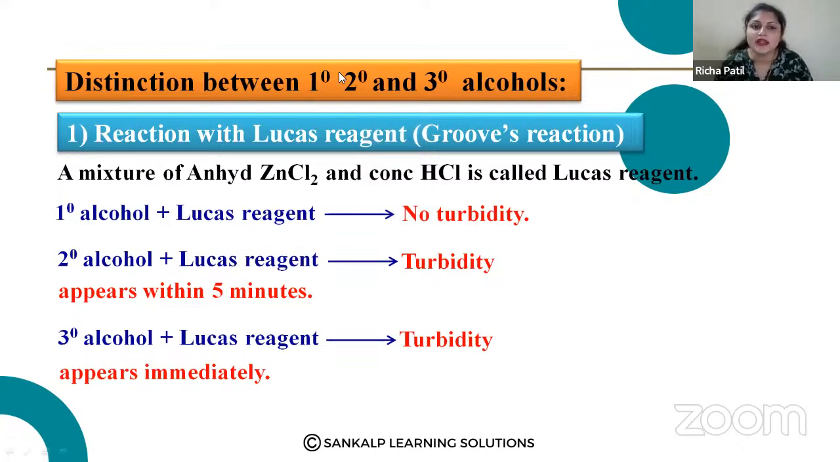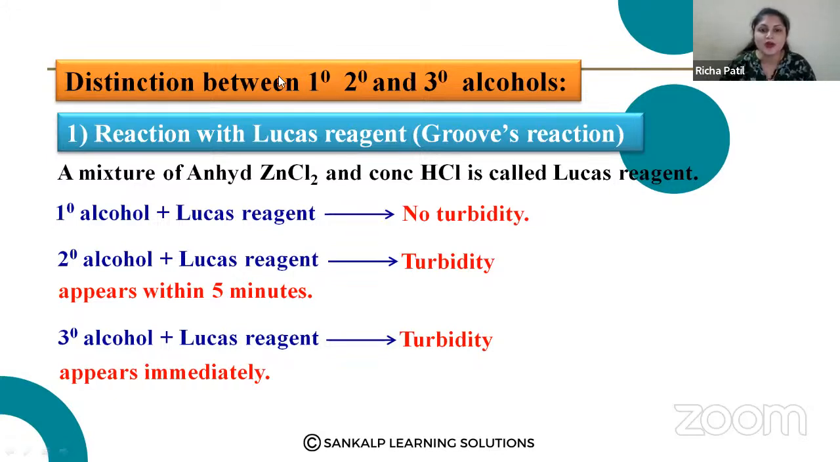So how do we distinguish between primary, secondary, and tertiary alcohols? This is a very important reaction, called the Lucas test. In this test, the reagent taken is the Lucas reagent. What is the Lucas reagent made up of? It is a mixture of anhydrous zinc chloride, ZnCl2, and concentrated HCl. That is your Lucas reagent.